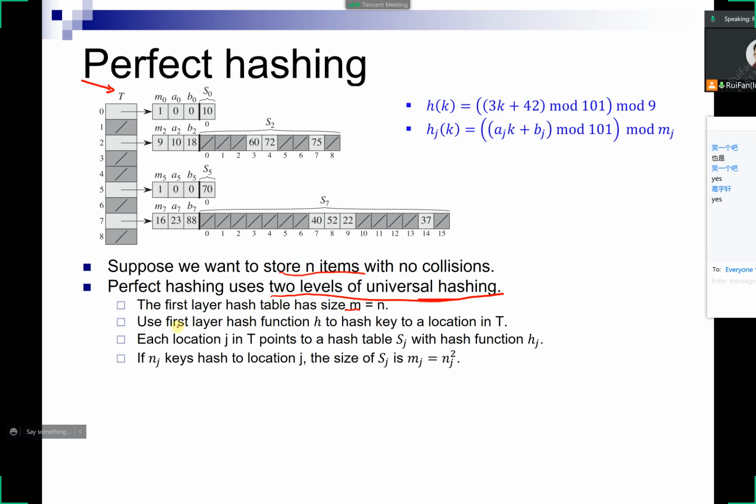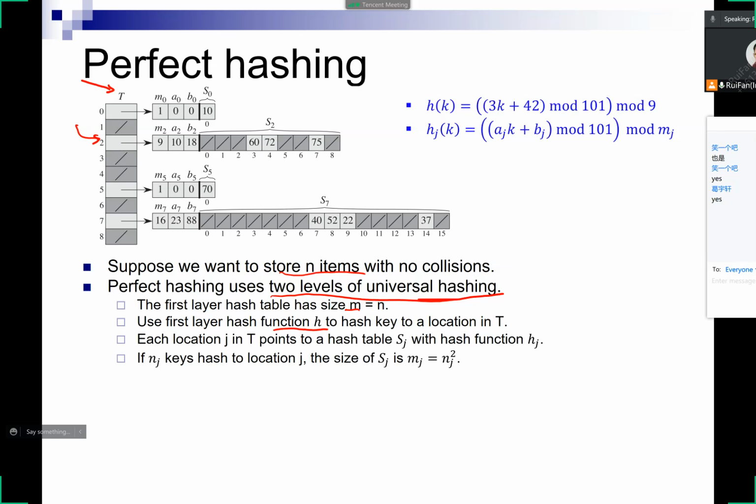And then what you're going to do is, associated with the top level hash table, you're going to have a top level universal hashing family. From that top level universal hash family, you're going to pick a function h, and you're going to use that to hash your keys to different locations in this top level table. Now, when you do that, you could actually get some collisions. For example, in this case, we have 3 different keys, 60, 72, and 75, which all hash to this location using the top level h function.